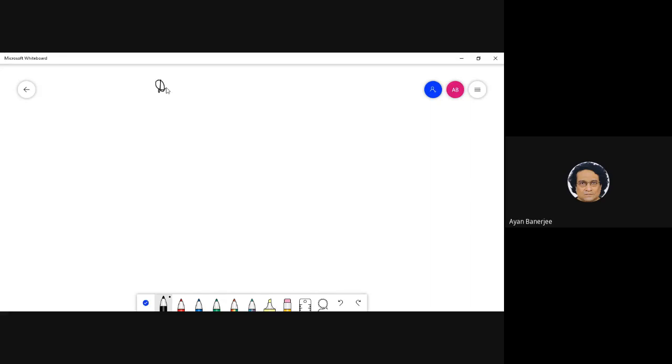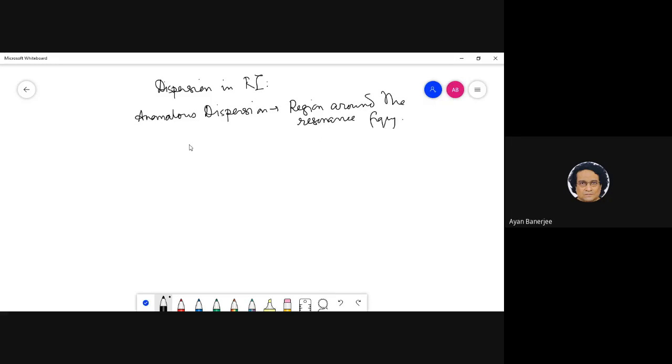So dispersion in R_i. You can clearly see that if I write this, so yeah, okay. So anomalous dispersion is what is crucial. This is basically the region around the resonance frequency, right?